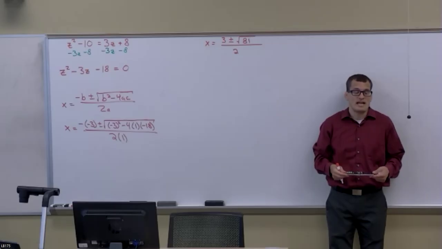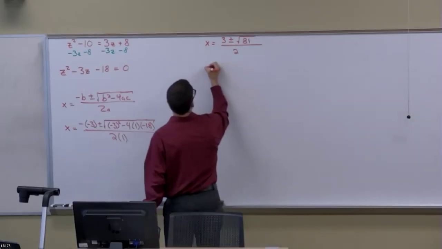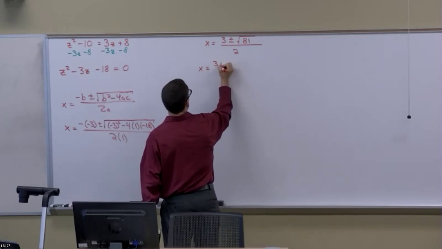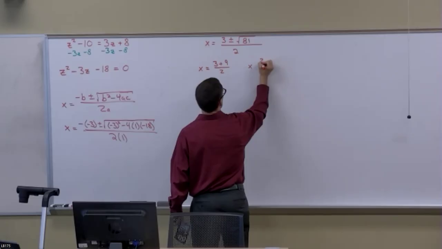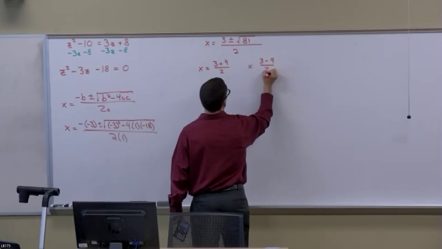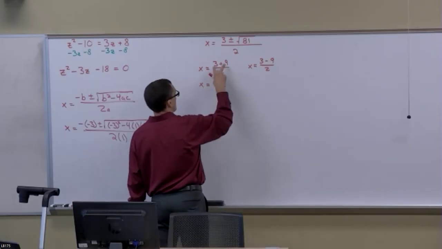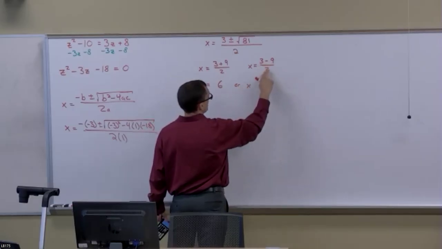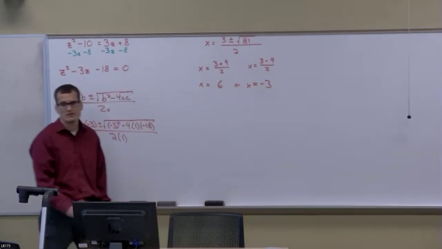Note that the square root of 81 is a nice positive integer, 9, right? So the square root of 81 is 9. And so my two values of x are 3 plus 9 divided by 2, and 3 minus 9 over 2. So that would be 12 divided by 2, which is 6. That would be -6 divided by 2, which is -3. And there you go.